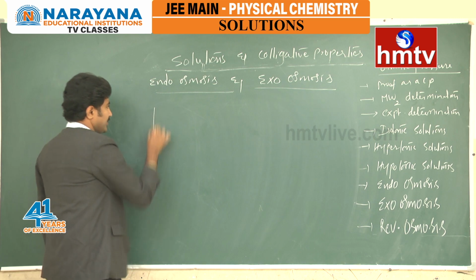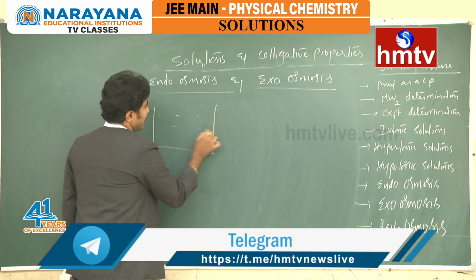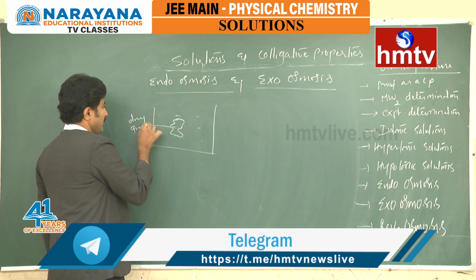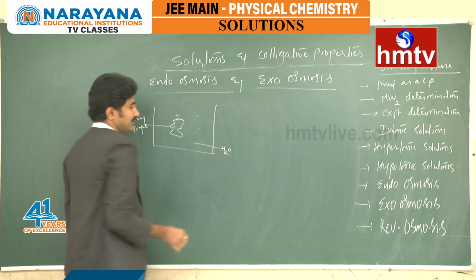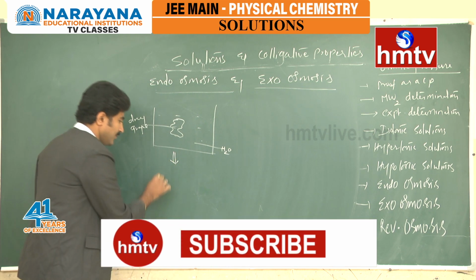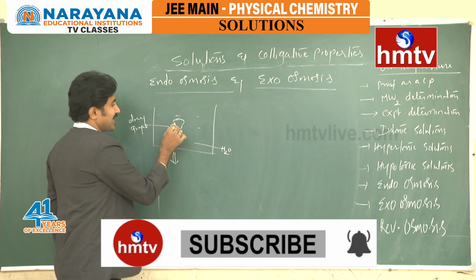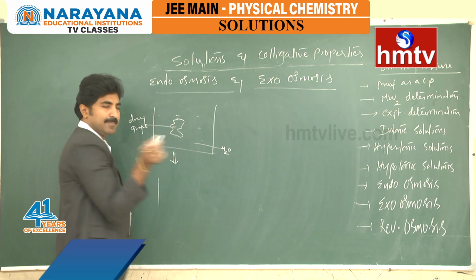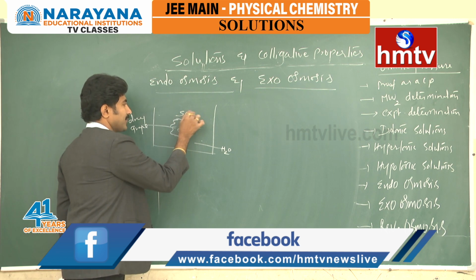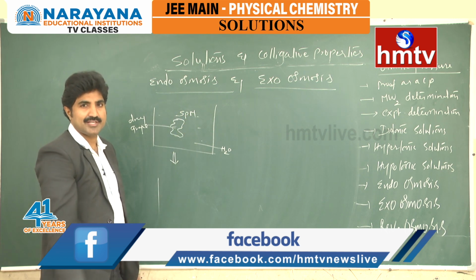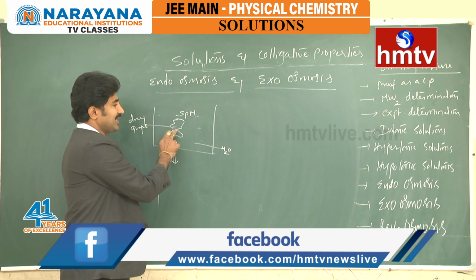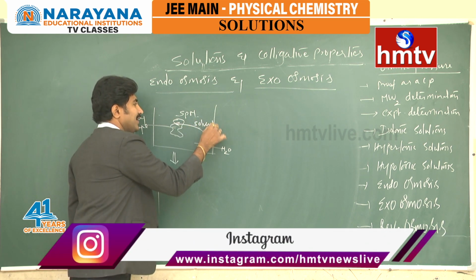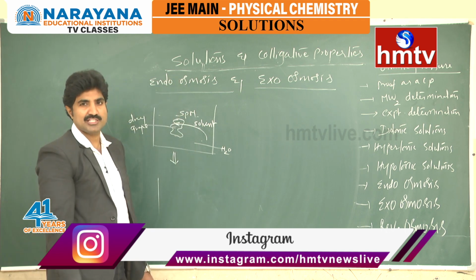Suppose you take this vessel, in which a dry grape is placed in water. What happens after some time? This dry grape is a highly concentrated sugar solution, so the grape wall acts as a semi-permeable membrane, and the osmosis process takes place. This is the pure solvent, and that is a highly concentrated solution, so the solvent enters inside. If the solvent enters inside, that is called the endoosmosis process.